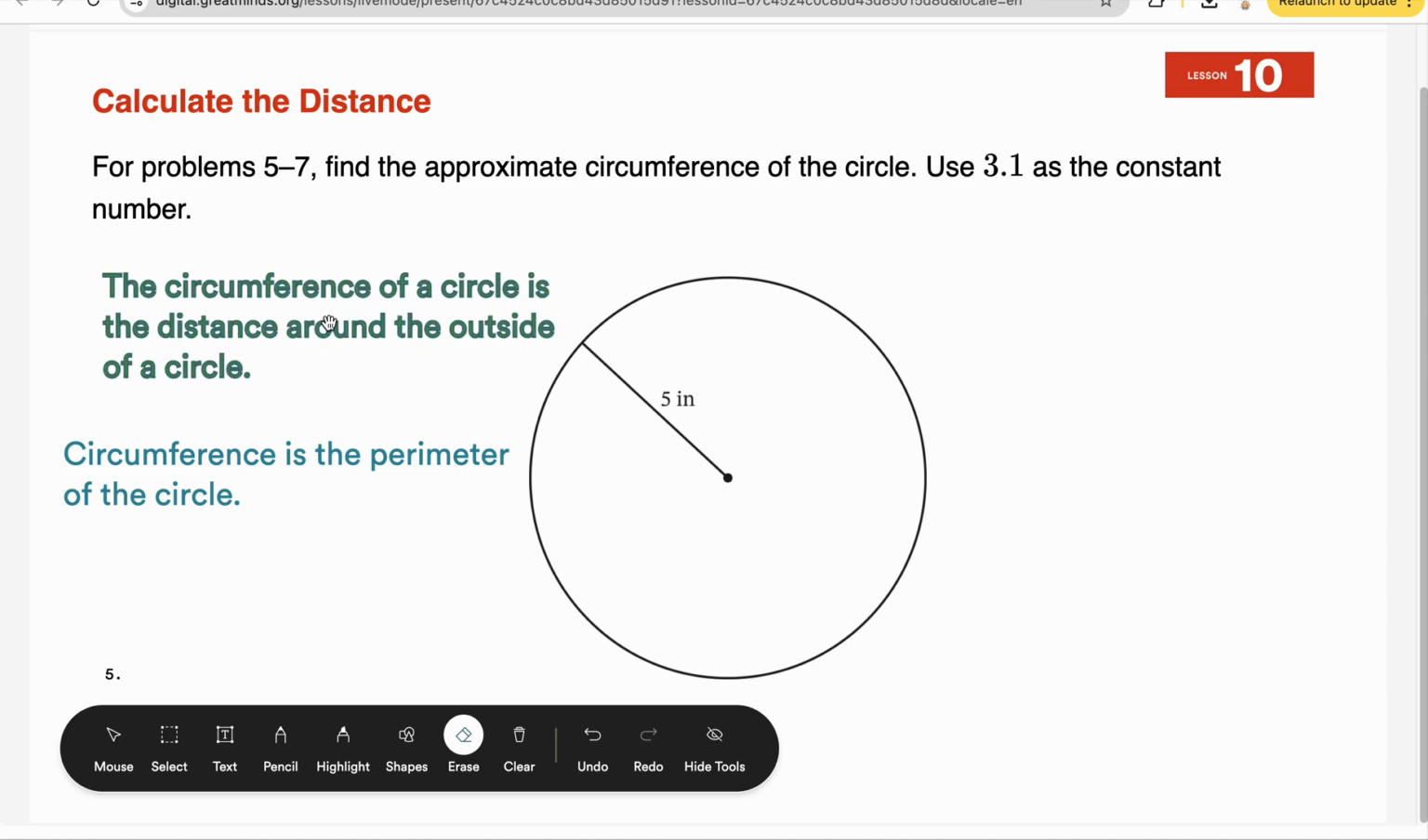So these notes are not in your workbook. This is what you should be writing down. The circumference of a circle is the distance around the outside of the circle. It's like saying the perimeter of the circle. So if I were walking around the edge of this circle, or if I was building a fence around this circle, or something like that. So finding the circumference of a circle. So please pause the video and write these things in your workbook.